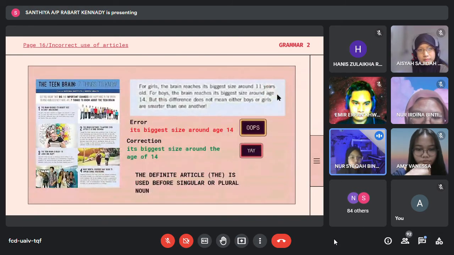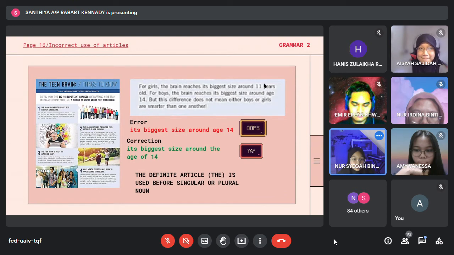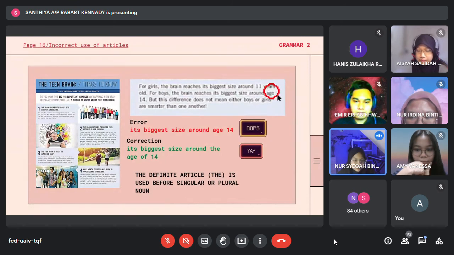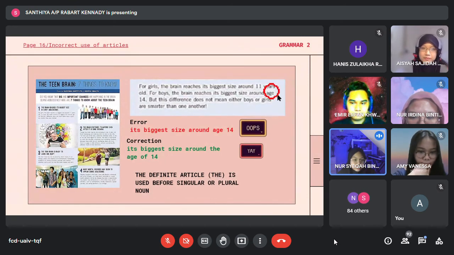Okay, so here's the material one, and the error here is "its biggest size around the age 14." The definite article the is used before singular or plural nouns. So the correction is "its biggest size around the age of 14." So we should add the definite article the before age of 14. Next slide, please.